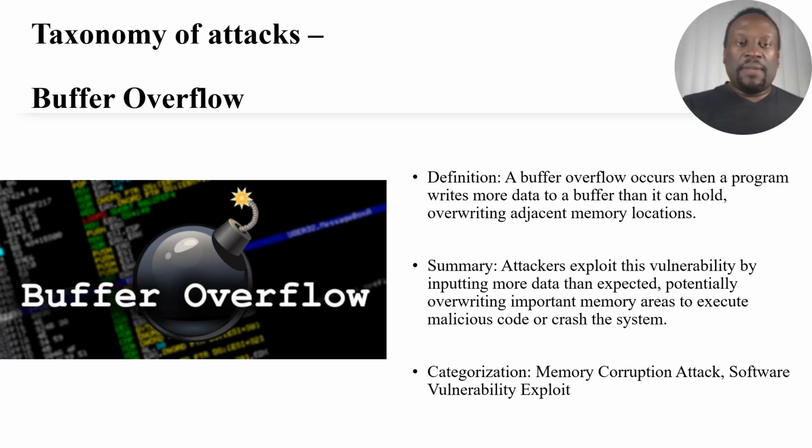Next, we describe the different types of attacks, beginning with the buffer overflow. A buffer overflow occurs when a program writes more data to a buffer than it can hold, overwriting adjacent memory locations. Attackers exploit this vulnerability by inputting more data than expected, potentially overwriting important memory areas to execute malicious code or crash the system. This can be categorized as a memory corruption attack or software vulnerability exploit.